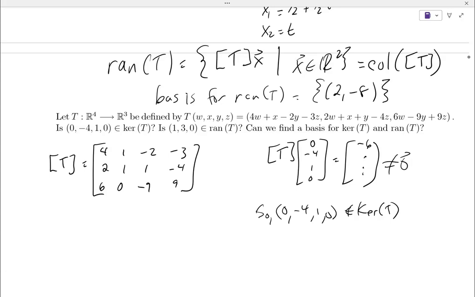I did the matrix multiplication. You could have just as easily put in 0, -4, 1, 0 for W, X, Y, and Z, gotten a -6 at that point, and said it's also not in the kernel, right? I could have done it either way. Directly plug it in, see that you don't get the 0 vector, or do the matrix multiplication and see that you don't get the 0 vector either way. That makes sense? If we want to show it's in the range, what do we do?